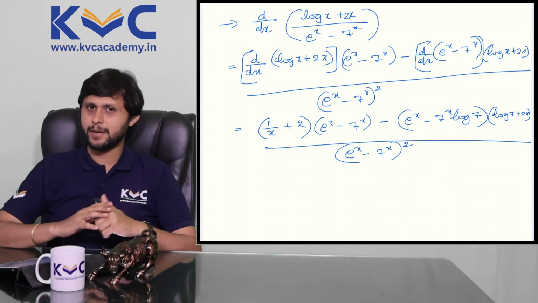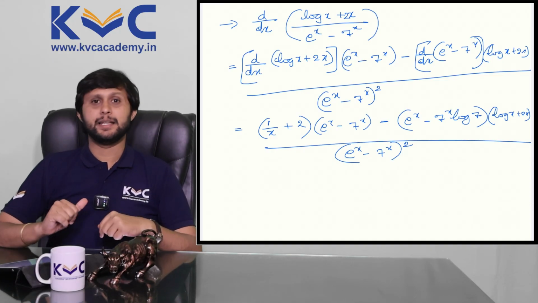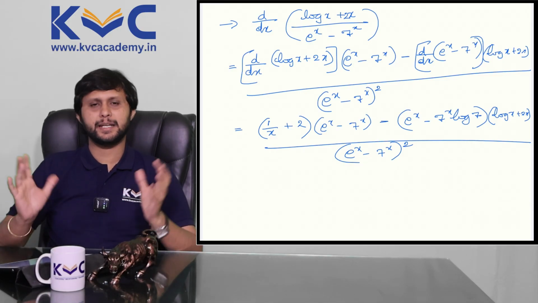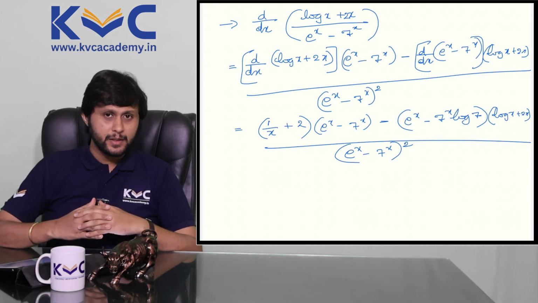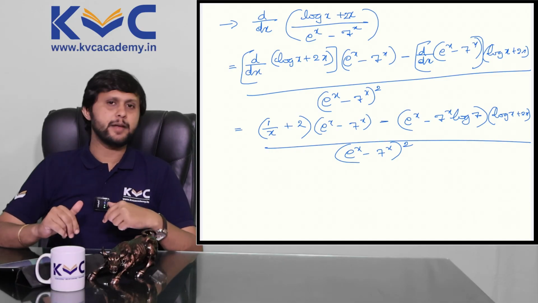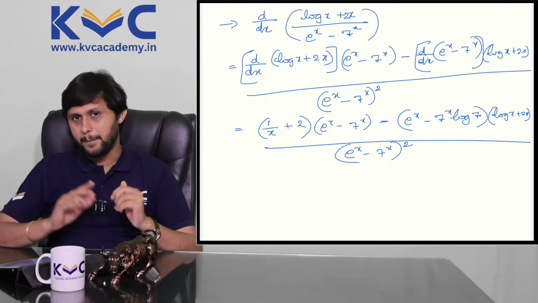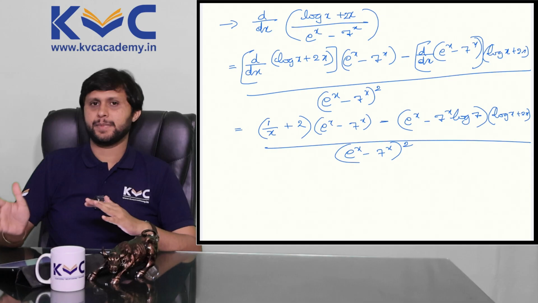Now coming to rules. First we have the constant rule: keep the constant outside, differentiate the function. Then we have sum and difference: normally differentiate them, then take the sum or difference. Coming to the product rule, if you have function into function, we'll say first function, second function, okay? Differentiation of the first function, second function as it is, plus differentiation of the second function, first function as it is.